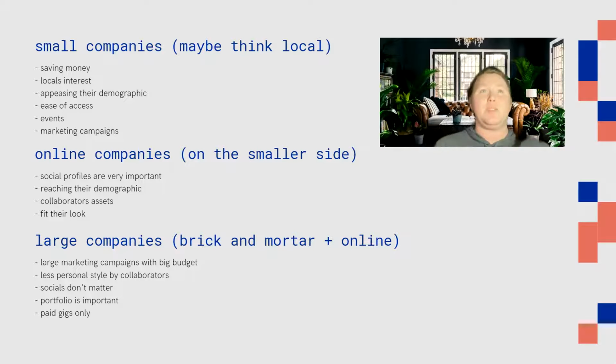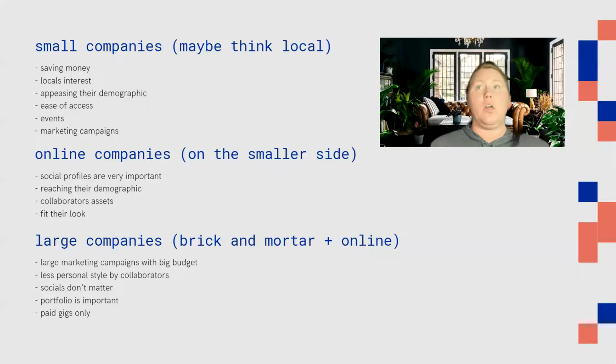Okay. So saving money is always really important to them, especially if they are a small business owner or self-employed, a family company, things like that. They want the interests of locals in their town, so they're often going to go with locals in their town. They want to appease their demographic. Their demographic might be locals. Here in Cortez, they might want local people in Cortez to come into their store.